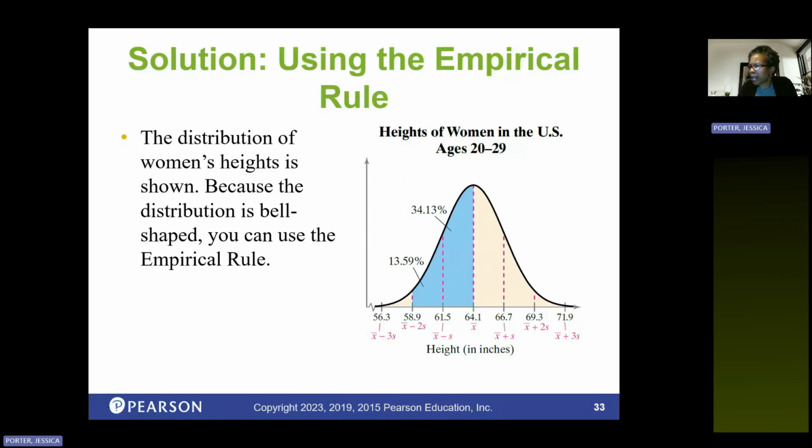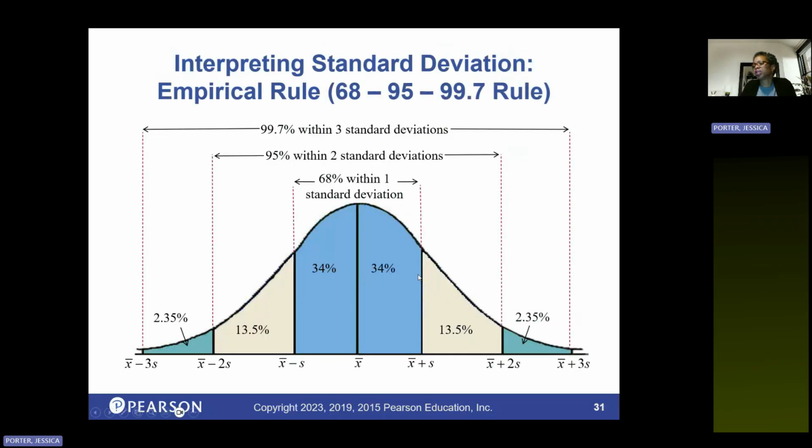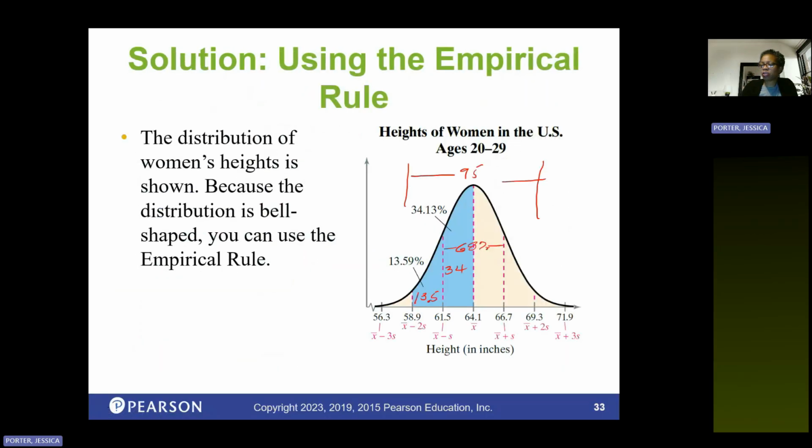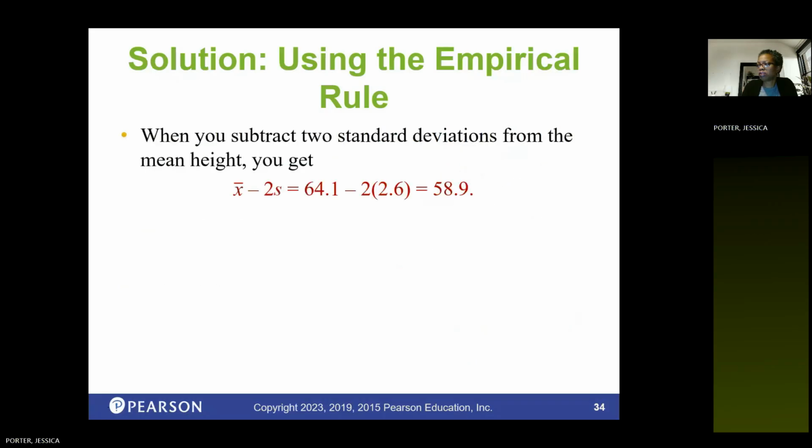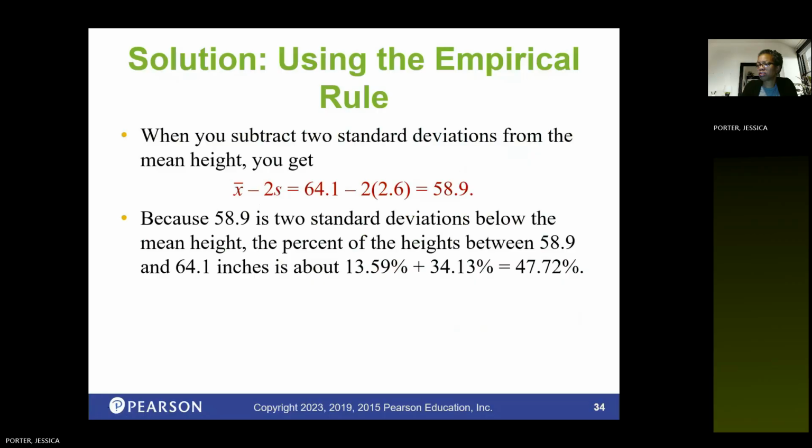little area right there. Do they have it here? Let me see. Yeah, they do. They do on your graph. So 2 standard deviations away, they got 13.5 and then 34. It looks like they just got a little more precise on this particular slide. So how much of your data is in between there? 34 plus 13.5, which is 47.72% of your data is in between 58.9 and 64.1 inches.